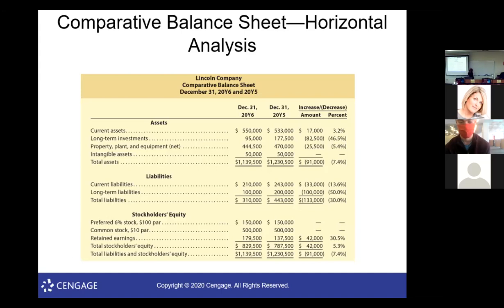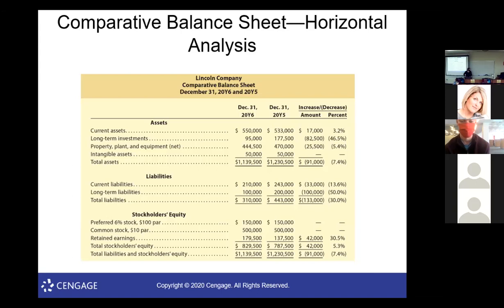I can also see that property, plant, and equipment went down by 25,500, but from a percentage change, it's only 5.4%. What's a reasonable conclusion as to why property, plant, and equipment went down by 25,500? It could be two things. Maybe they sold land or sold old equipment. Okay, so they sold some property, plant, and equipment, but what's another reason why that number would go down?